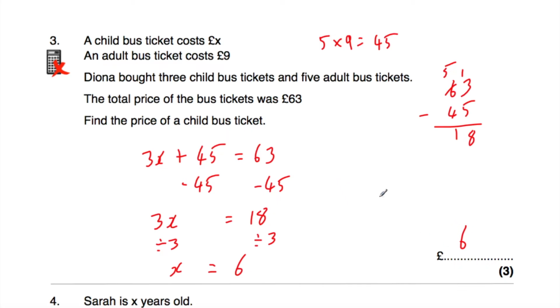And we can check our answer because we're told that the owner bought 3 child bus tickets, so 3 times 6 is equal to 18. 5 adult bus tickets, 5 times 9 is equal to £45, and 18 plus 45 is 63, and that's it. So we know we've got it right.